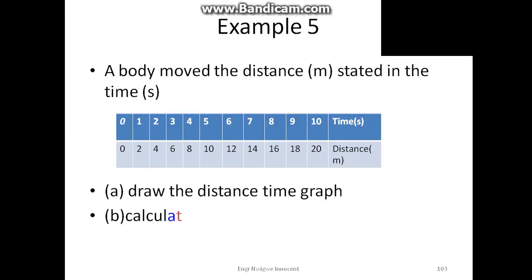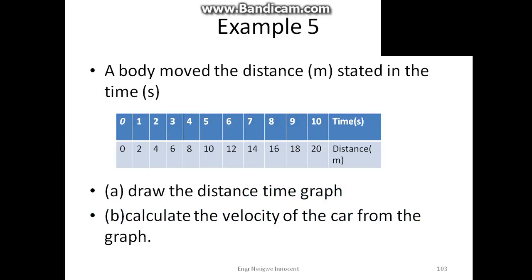Example 5. A body moves the distance m stated in the time s. In this table, when the body time is 0, the body did not move. When the time is 1, the body moves to 2. When the time is 2, the body moves to 4. When the time is 3, the body moves to 6.